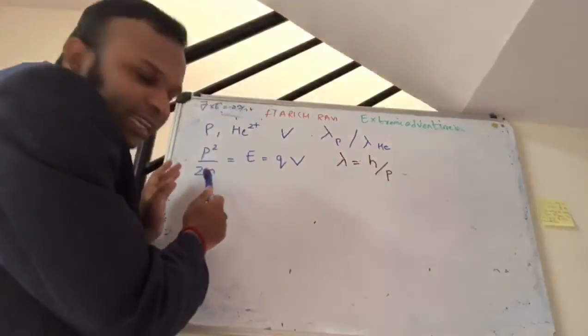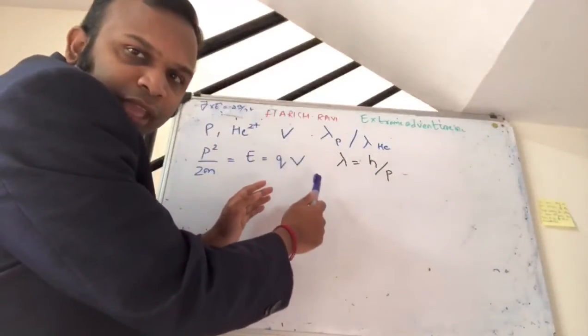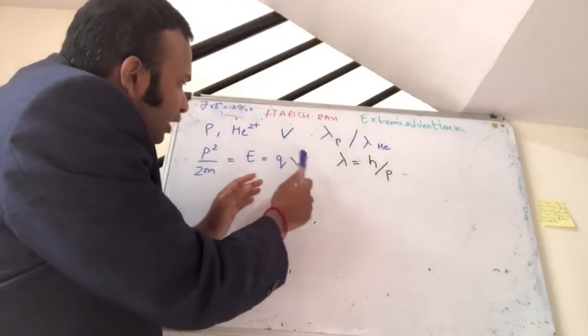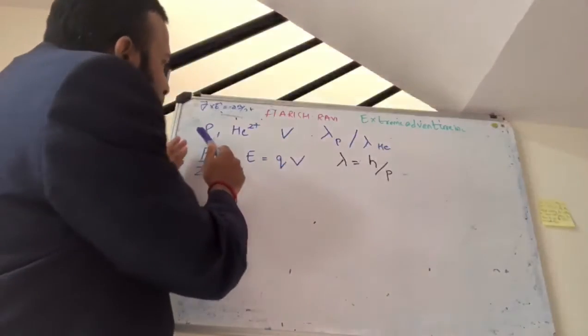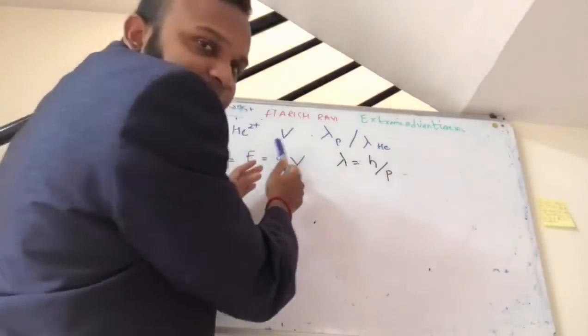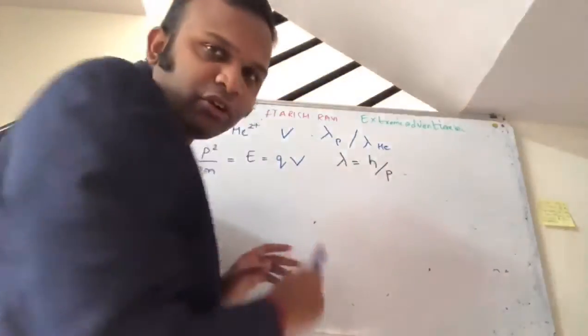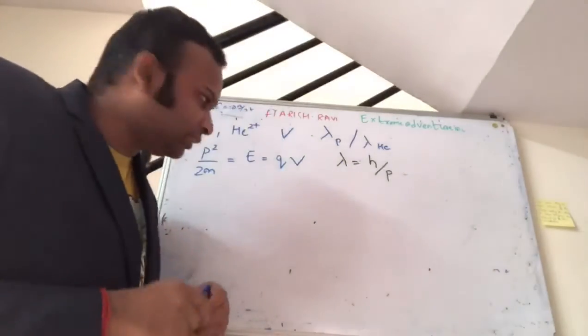Now the kinetic energy is p squared by 2m. So E is equal to Q times V. So energy is Q times V. So we have a proton and a helium alpha particle and it's accelerated through a potential V. And now the question is, what is the ratio of de Broglie wavelengths?